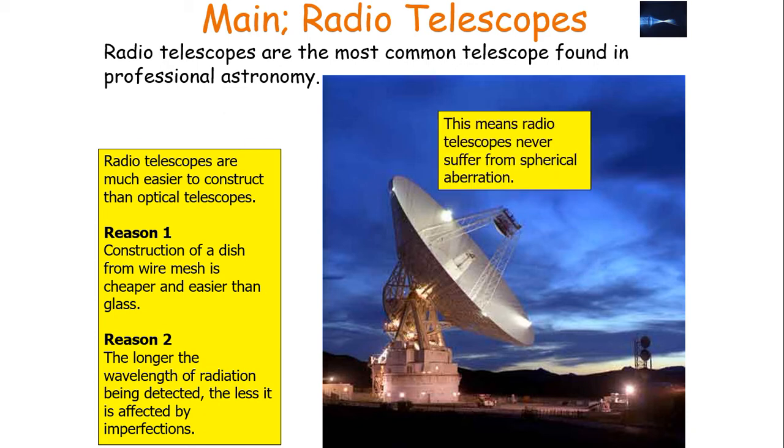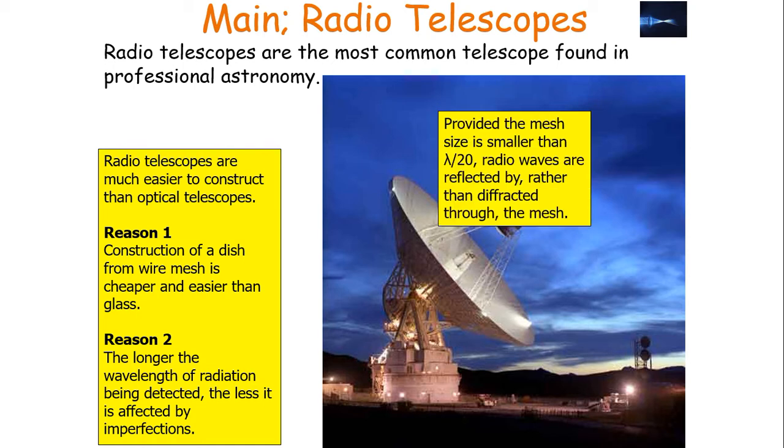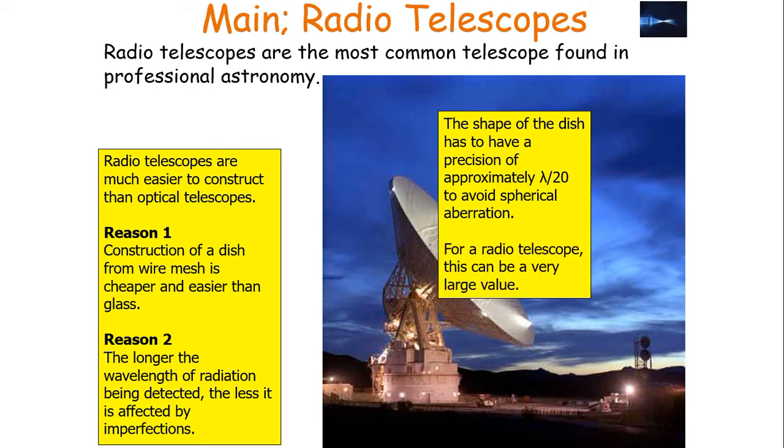So this means radio telescopes never really suffer from spherical aberration. Now, provided the mesh size is smaller than lambda over 20, radio waves are reflected rather than diffracted through the mesh, so therefore the shape of the dish has to have a precision of approximately lambda over 20 to avoid spherical aberration, which for a radio telescope, where lambda can be in the order of millions or thousands of meters, can give a very large value.